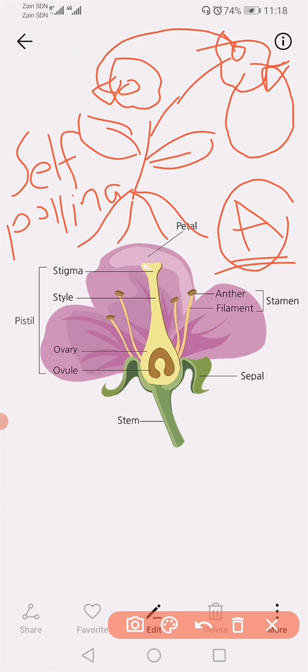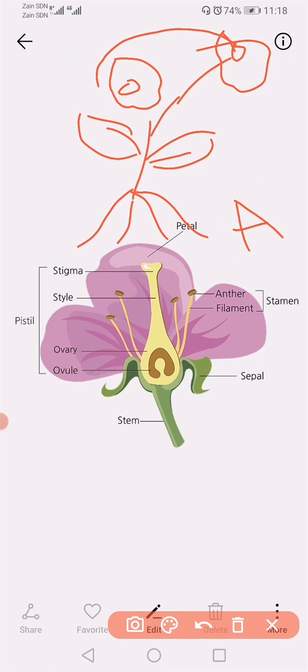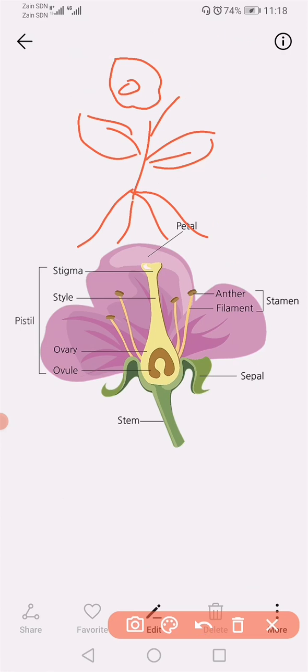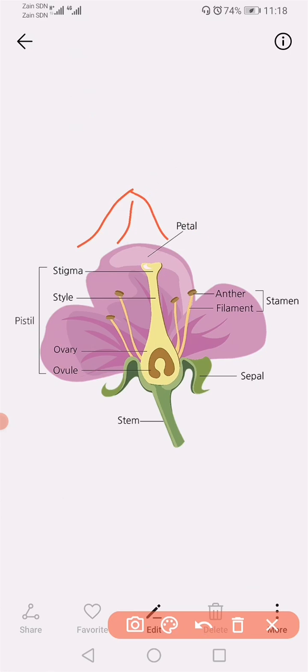Okay? This is called self-pollination. Self-pollination is the transferring of pollen from a flower to another flower on the same plant, or from the flower to the same flower. This is called self-pollination. We have another type of pollination.